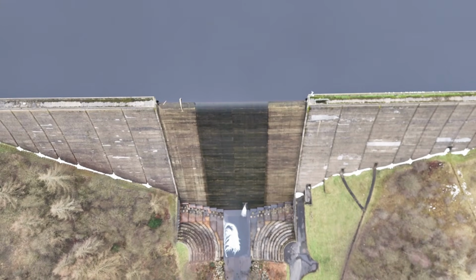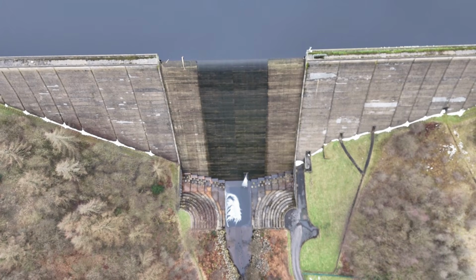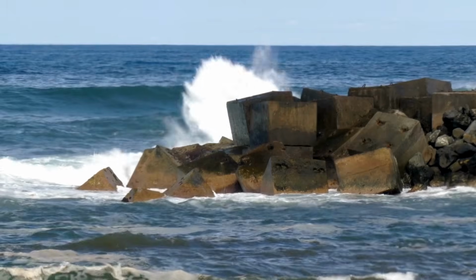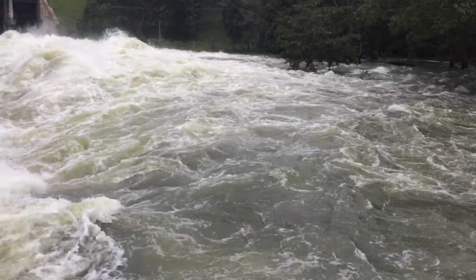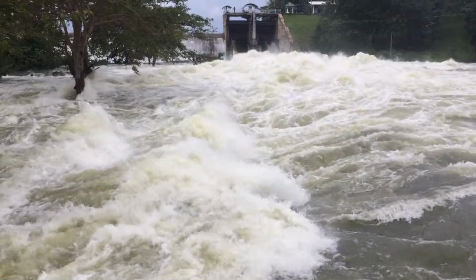If you hold back 1,000,000 tons of water with a single concrete wall and then suddenly remove that barrier, the result is not just a flood. It is a mathematical nightmare called a dam break wave, a phenomenon so complex that for centuries it resisted every attempt at a perfect physical description.